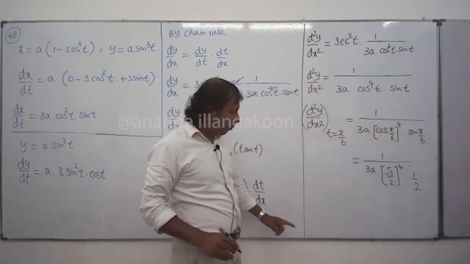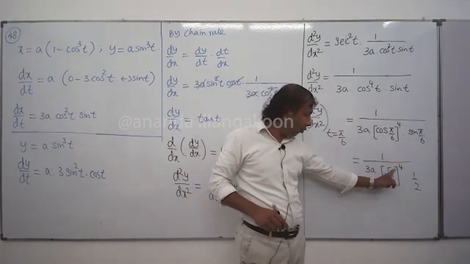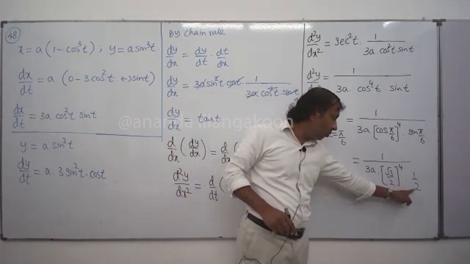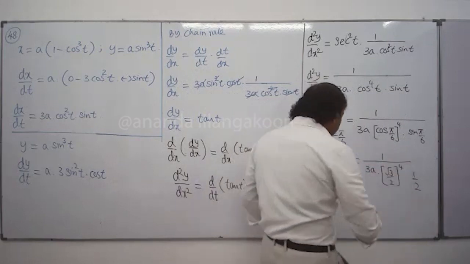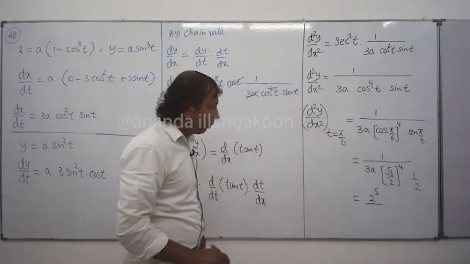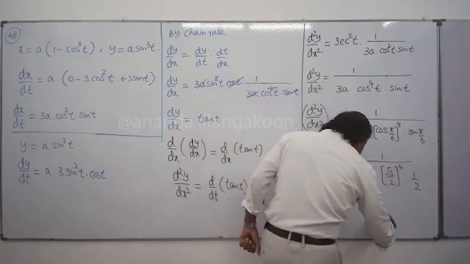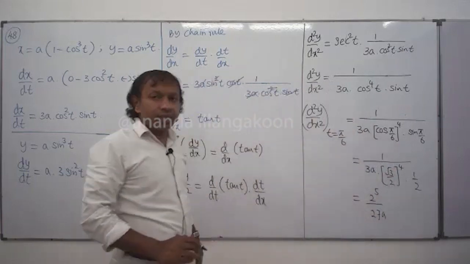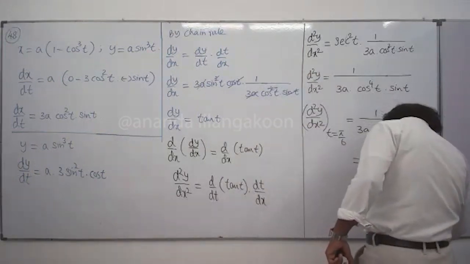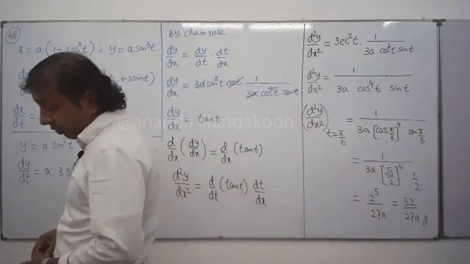How to simplify here? Root 3 to the power 4 means 9. Here 2 to the power 4, and this other 2 gives 2 to the power 5, which goes to the numerator. Root 3 to the power 4 is 9, and 9 into 3 is 27. 2 to the power 5 is 32. So the answer is 32 divided by 27. This is how we get the answer.